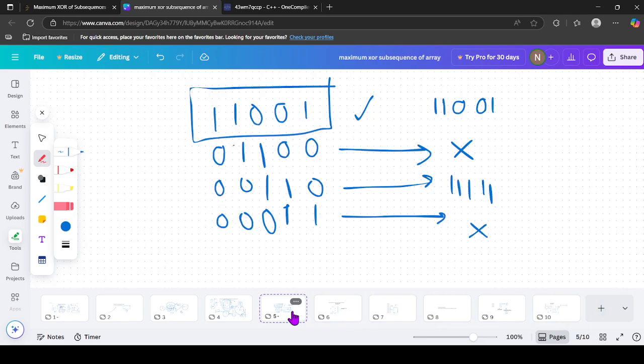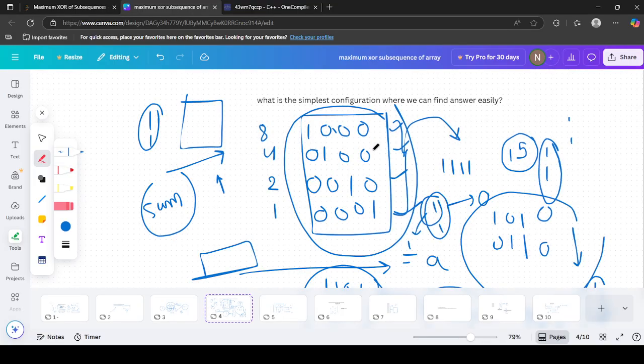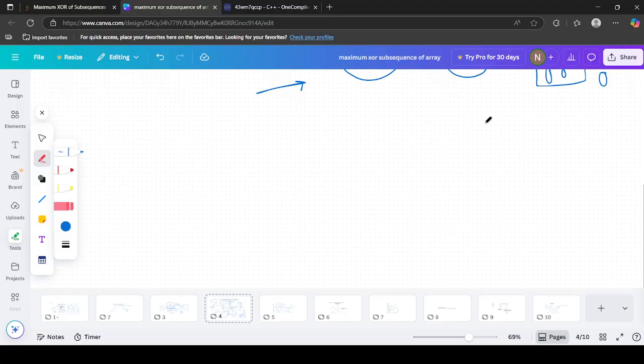So now how can we think of this? Let's say we have something of this kind. What is the thing we assumed here? Because this is the simplest one possible, we thought that there is only one number with that bit, so we can simply XOR. So this is valid for numbers like this also.